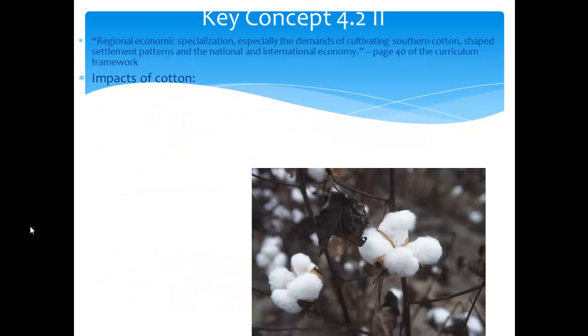All right, let's go to Key Concept 4.2, Roman numeral 2. Regional economic specialization, especially the demands of cultivating southern cotton, shaped settlement patterns in the national and international economy. And it's amazing to look at this picture of cotton and to understand the tremendous impact that it had on the development of not only the United States, but especially the South. So let's go to the impacts of cotton.